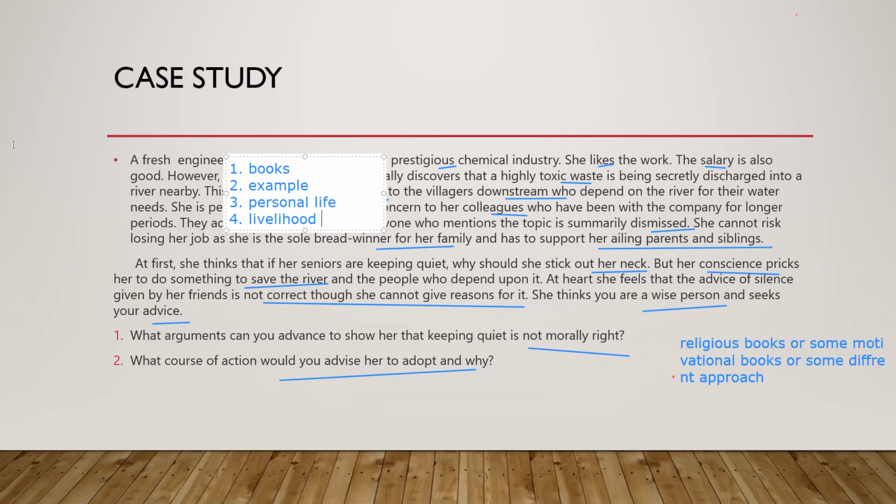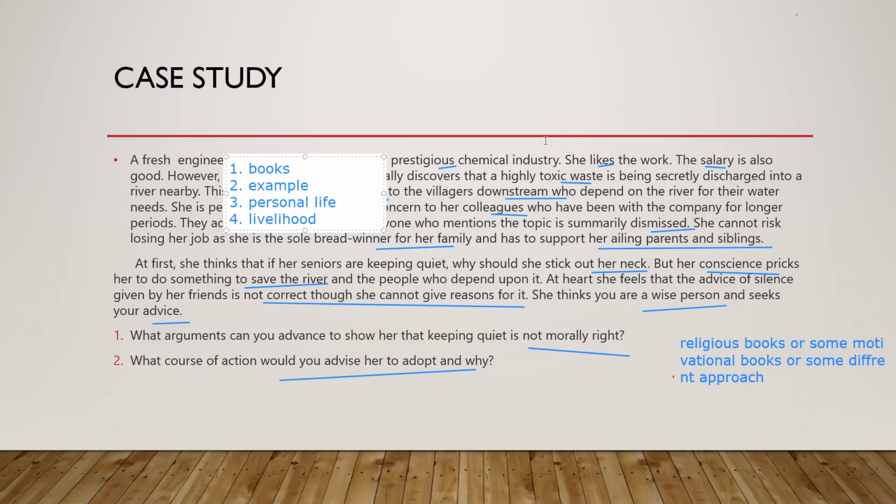Any more doubts, guys? In the first part, any more doubt? No doubt. So let's proceed to part two.